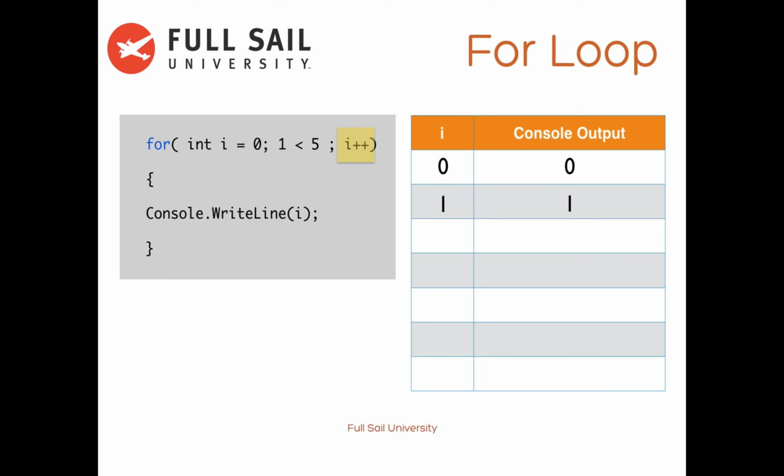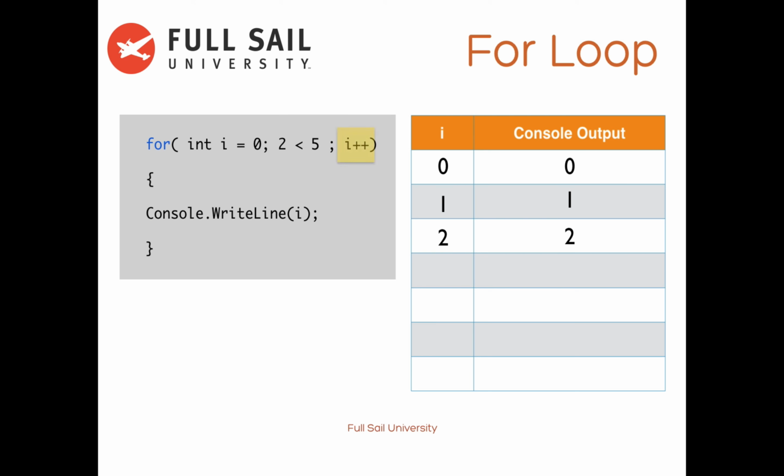We hit the closing curly brace, and we come back up to the I++, which adds 1 to the value of I. So 1 plus 1 is 2. Now the current value of I is 2. Now we do our test again. Is 2 less than 5? Well, this again is a Boolean of true. So we run the curly braces again. We output that I value to the console. So I is now 2, and that comes to our console output. We come to the closing curly brace.